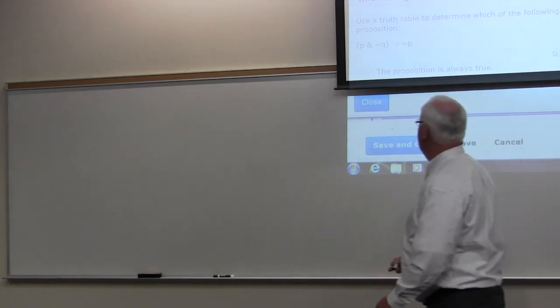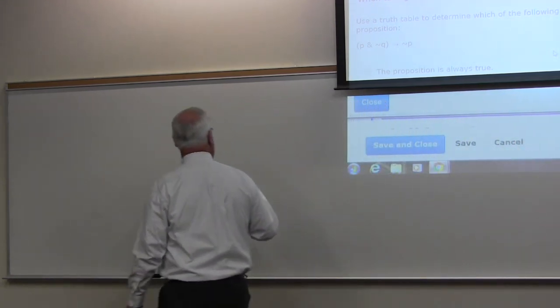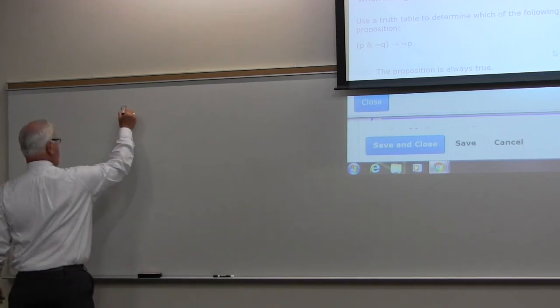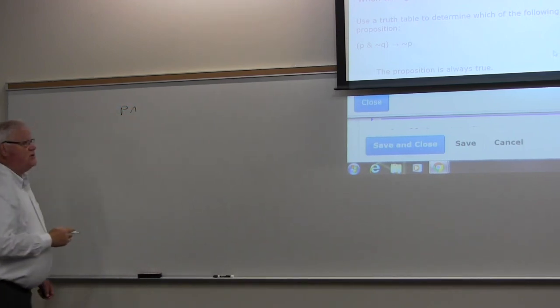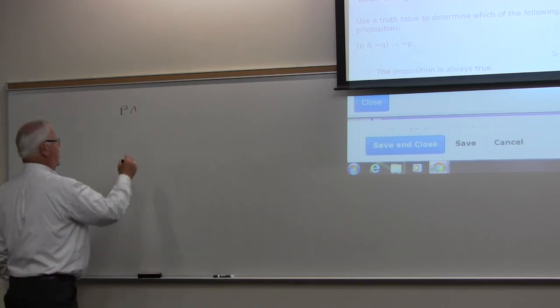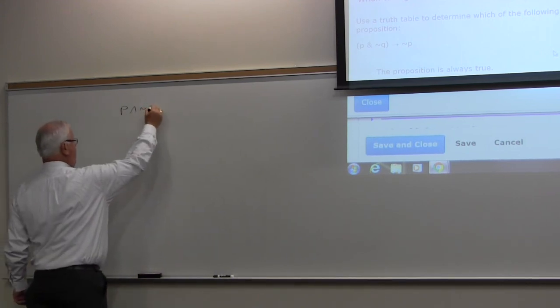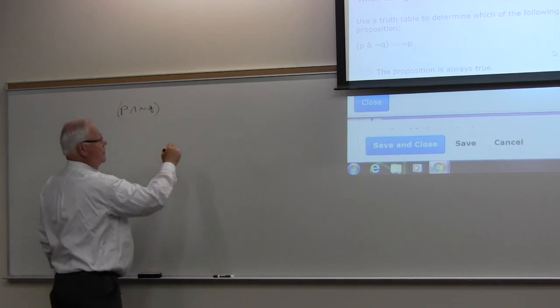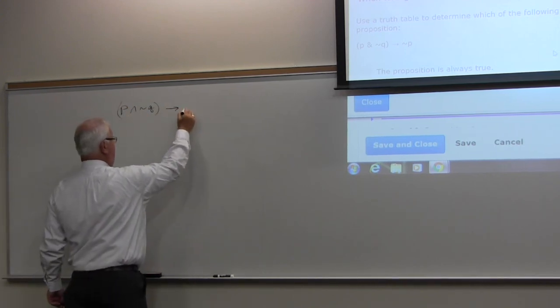Y'all see that in the back? Yeah. So, use a truth table to determine which of the following is true for this proposition. P, and, now they use an ampersand sometimes because the and is not on the keyboard. Not Q. Implies, not P.